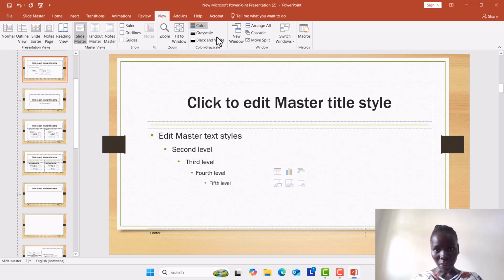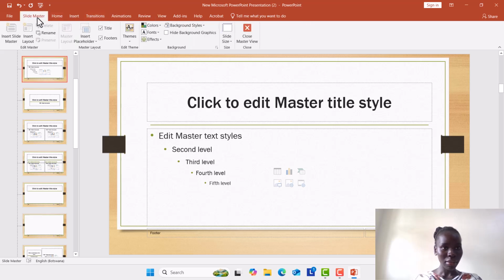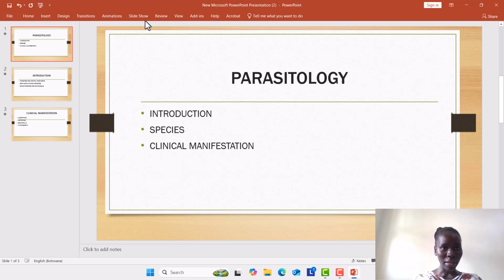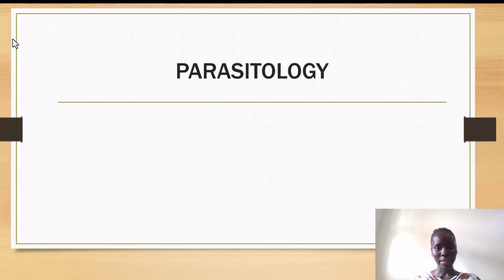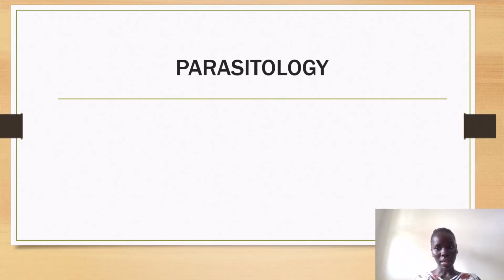So once you're done with all that and your content, with how you have created your presentation, you can just go here, slide master, close slide, and you're back here. Then you can go to slideshow and choose whether you want it from the current slide or from the beginning slide. And there, that's our first slide.